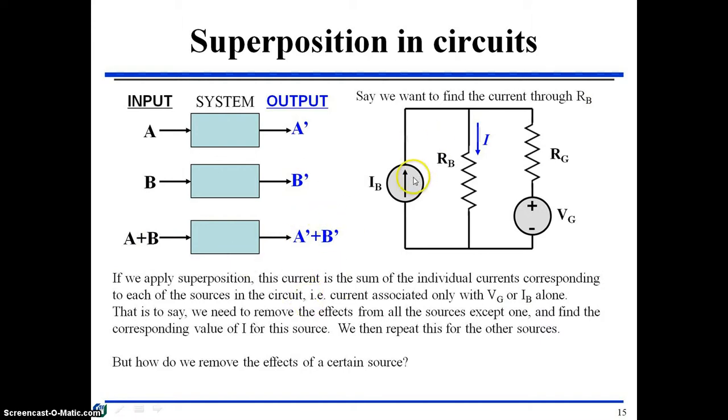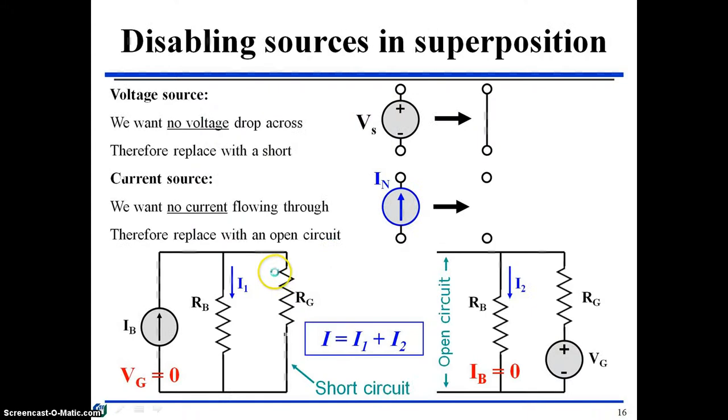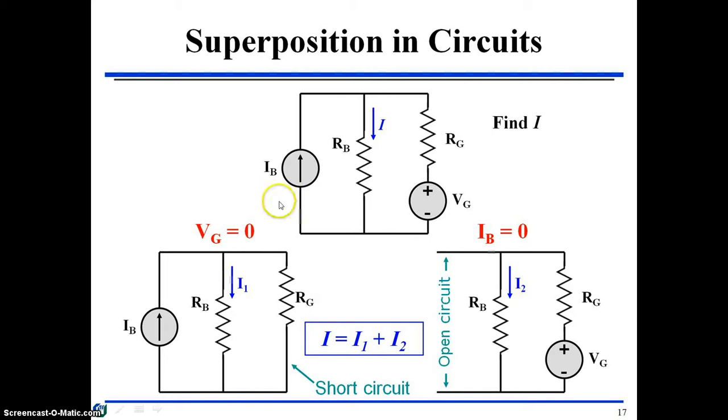Similarly, if we have two sources, we keep a single source at a time and mask the other source. If it is a current source, we mask it by open circuiting the source. If there are two or more voltage sources, we mask them by short circuiting the source. That is open circuiting and short circuiting. This is the superposition principle.